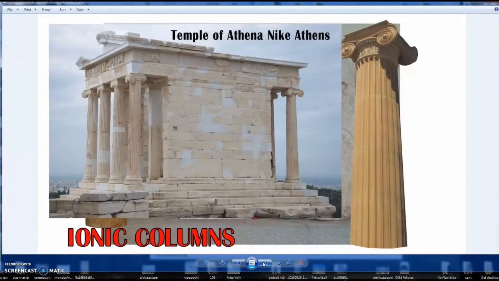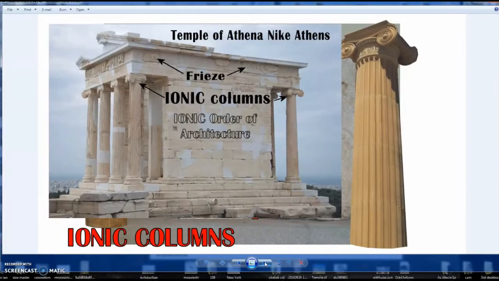Temple of Athena Nike in Athens, there we see. So not only do you have the Ionic columns, the ones with the swirls, we also have the friezes. So this is fulfilling the major elements of what would be called the Ionic order of architecture.